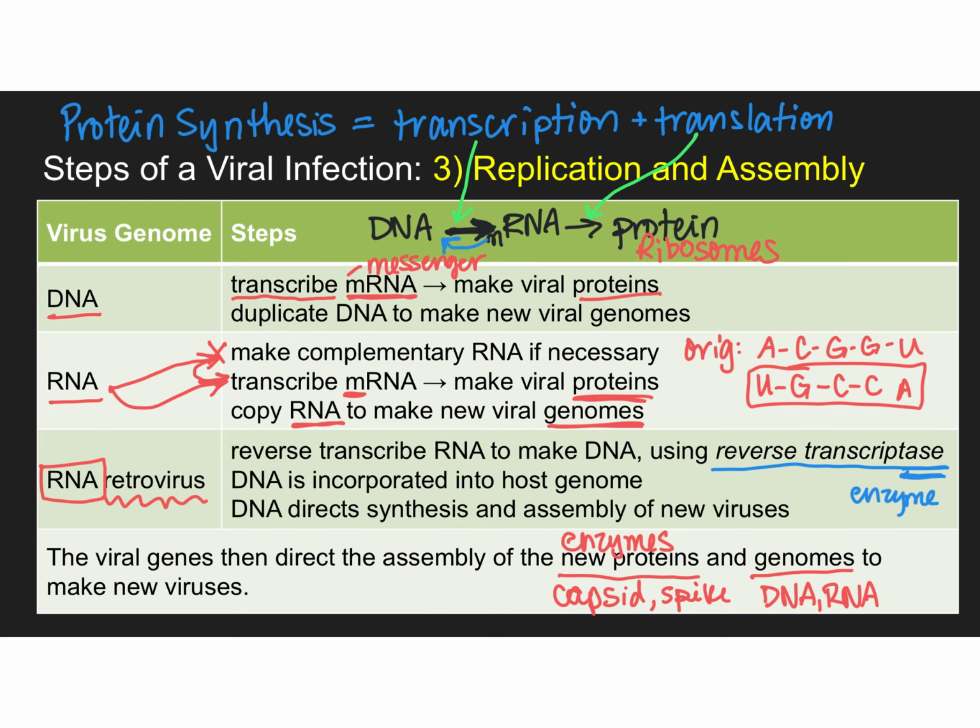So these retroviruses use reverse transcriptase to convert their RNA genome into DNA. And then that DNA actually fuses with the host genome, so it's incorporated into it. So if the host genome is, let's say, a chromosome, then the reverse transcribed DNA of the virus is actually going to become part of the host genome. And then that DNA that now includes the viral DNA is going to cause the synthesis and assembly of new viruses.